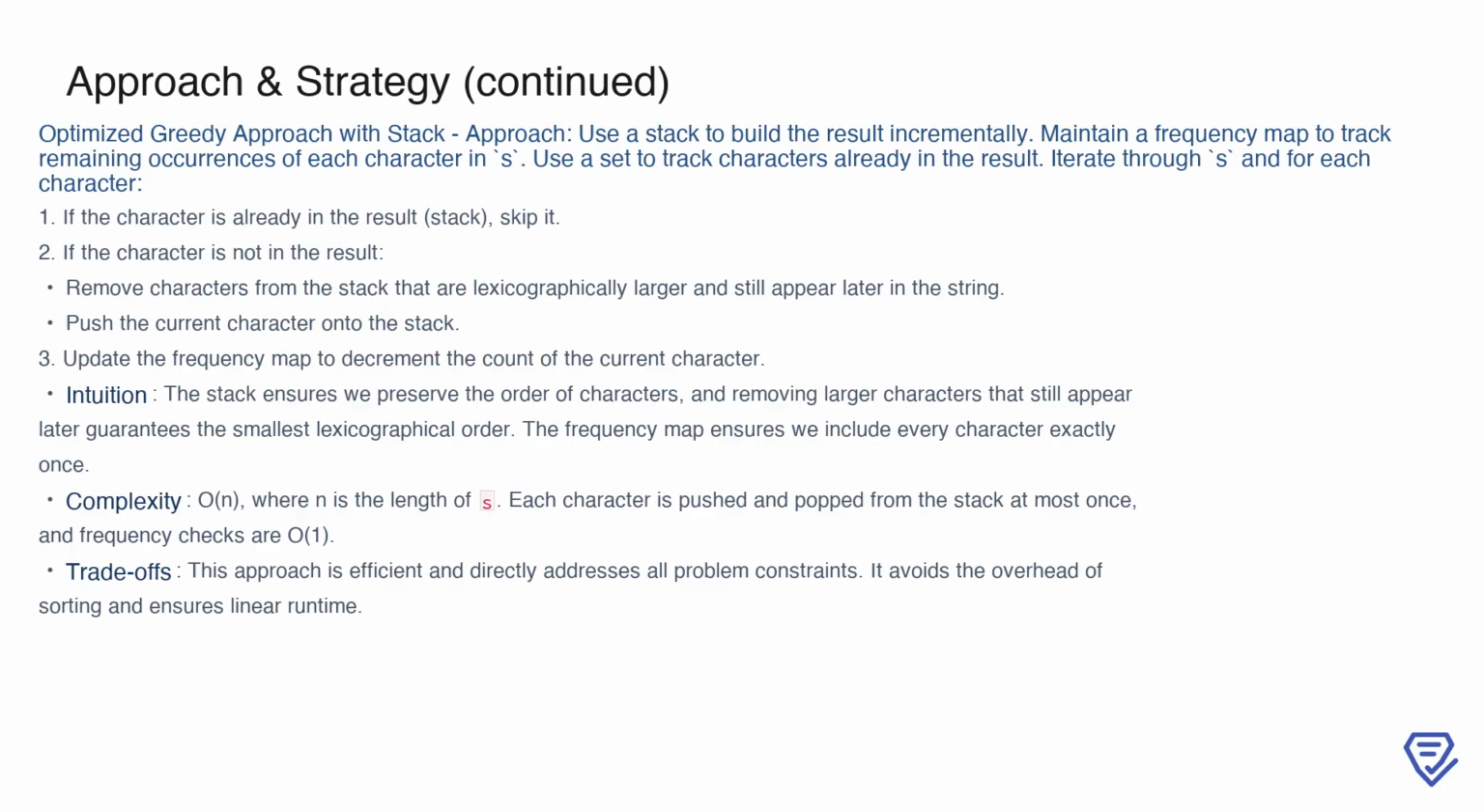Otherwise, we check the top of the stack and remove characters that are lexicographically larger and still have occurrences later in the string. This ensures that the stack always contains the smallest possible characters in order. We then push the current character onto the stack and update the frequency map to reflect its usage. This process guarantees that every character is included exactly once while maintaining the smallest lexicographical order. The beauty of this approach lies in its efficiency. Each character is pushed and popped from the stack at most once, resulting in an O(n) runtime.